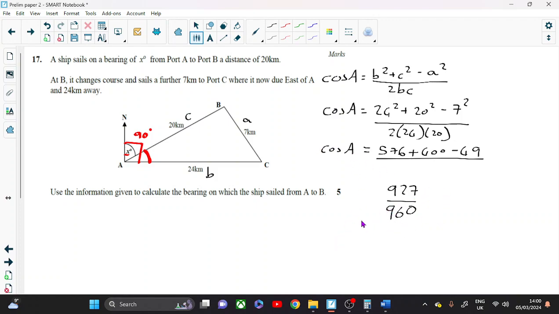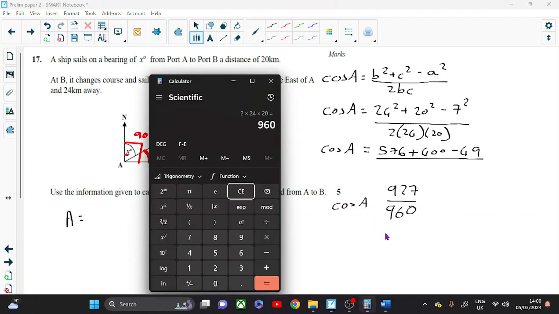So we need to find cos A before we can find A. Now we need inverse cos. So we need to do 927 divided by 960, and I need to inverse cos, and I get 15.066. I'm just going to call that 15.